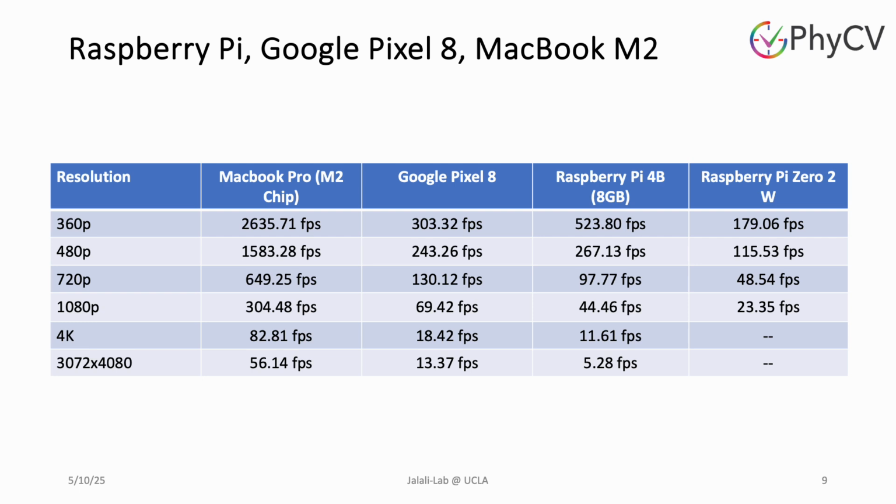Importantly, the performance data reveals a clear linear relationship between pixel count and processing speed across all platforms. As resolution increases, frame rate decreases proportionally, allowing for predictable performance scaling to any device.